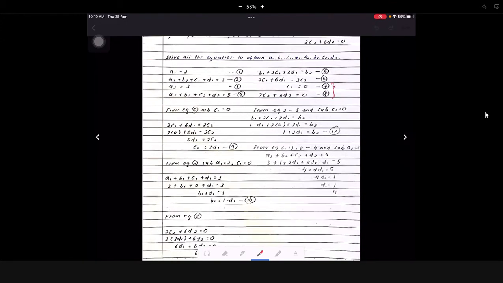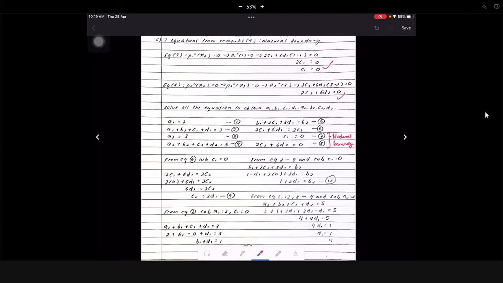Betul kat sini. This is from the natural boundary. Oh, ada kat atas ni. Yes. Kat sini saya tak perasan. Okay. So boleh ada kat atas tu.